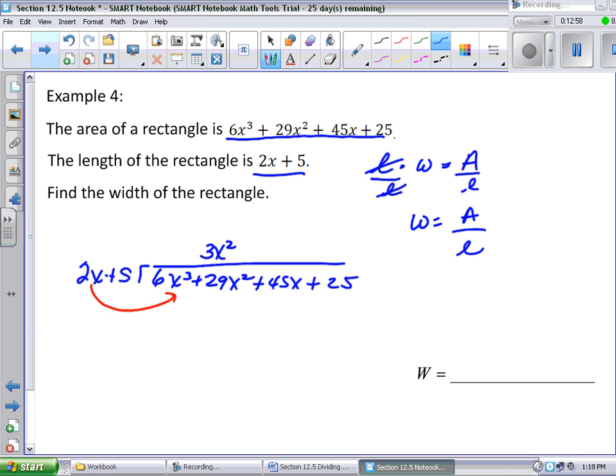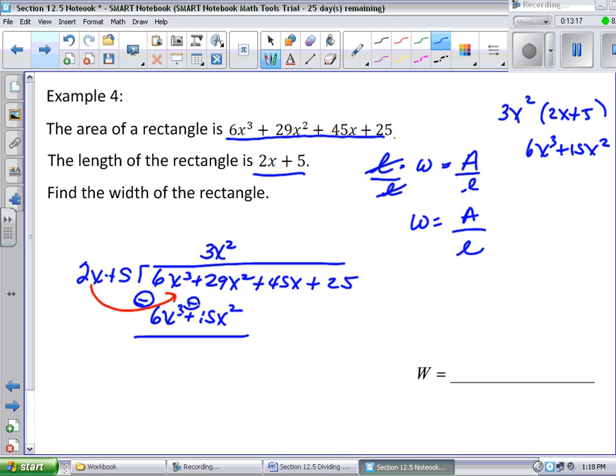So now I'm going to multiply 3x squared times 2x plus 5, and that gives me 6x cubed plus 15x squared. And I'm going to write that down here, 6x cubed plus 15x squared. Draw my line, change my signs. This one drops out. 29x squared minus 15x squared would be 14x squared. And I'm going to bring down the 45x.